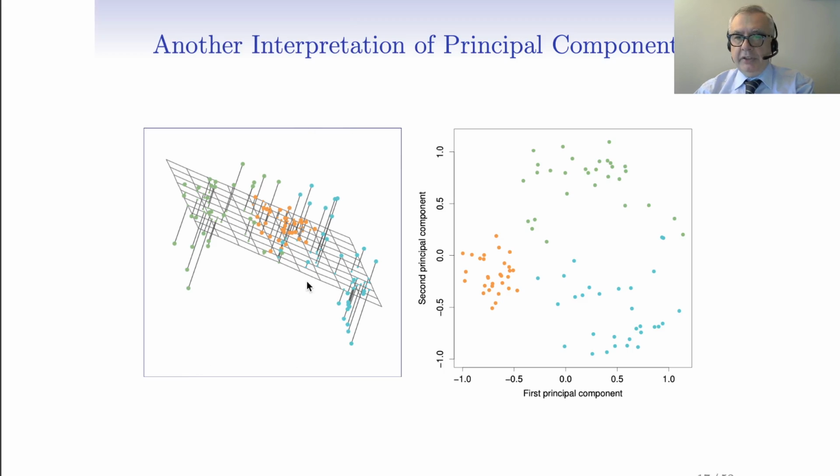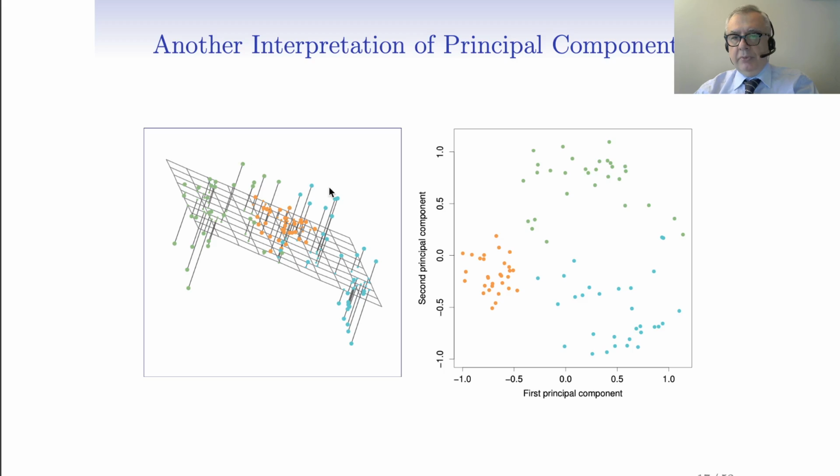Another interpretation is done in a three-dimensional space. We are in a four-dimensional space, but okay, this is closer to our real situation. So we have features that live in a three-dimensional space. Then if we take the first two principal components, we are just identifying a plane in the feature space, and then we are projecting my data.